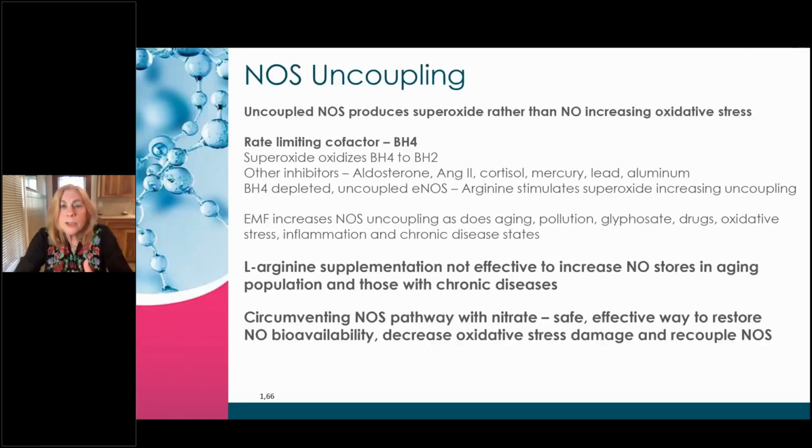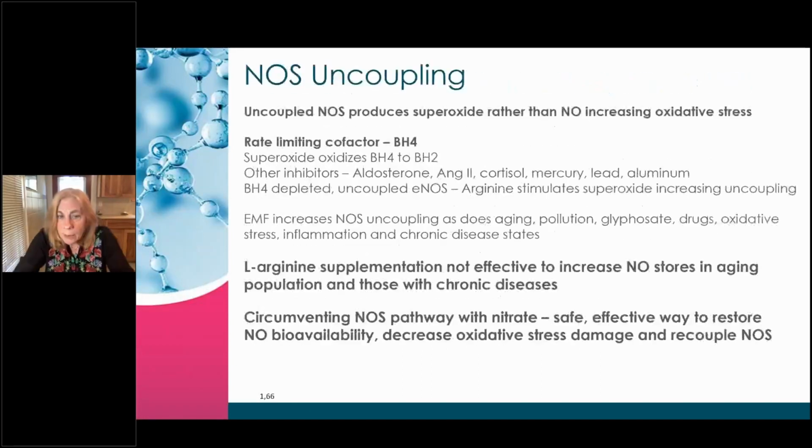So that rate limiting cofactor, the BH4, is oxidized by oxidative stress. What's kind of cool, vitamin C is the only nutrient that can take BH3 back to BH4. Without enough vitamin C, that BH3 oxidizes further to BH2. BH2 uncouples NOS. But there are other inhibitors of BH4: molecules from the RAS cycle, the renin, angiotensin, aldosterone cycle, cortisol, stress, mercury, lead, aluminum. When you have BH4 depleted and uncoupled NOS, arginine can stimulate superoxide production, increasing the uncoupling.